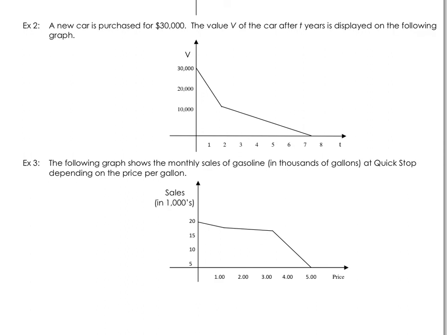Example 2. A new car is purchased for $30,000. The value V of the car after T years is displayed on the following graph. So what's happening with this car?